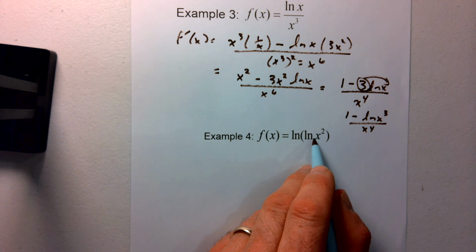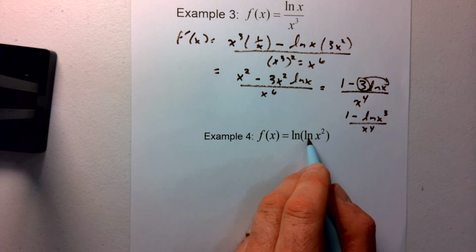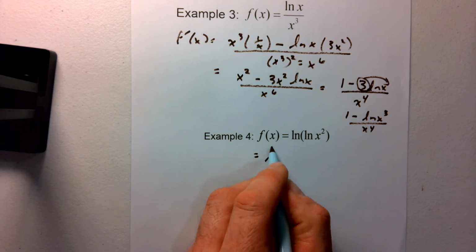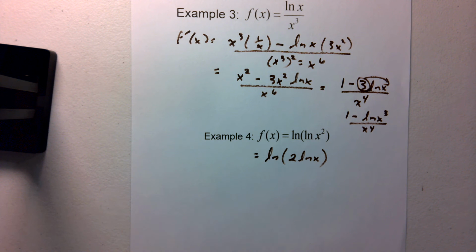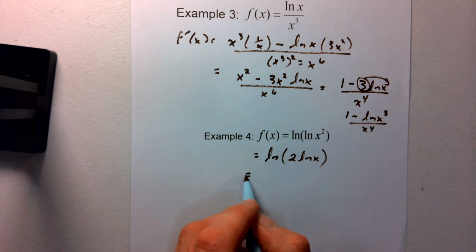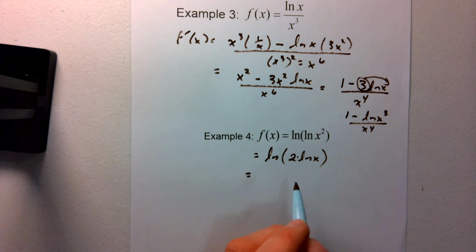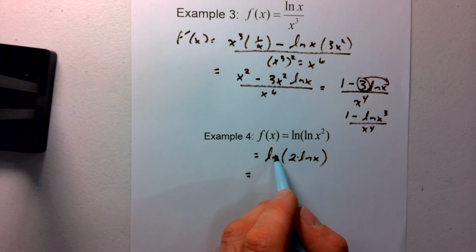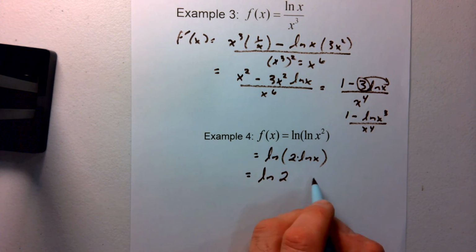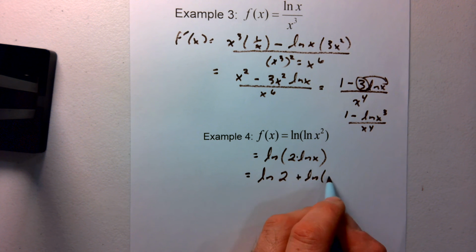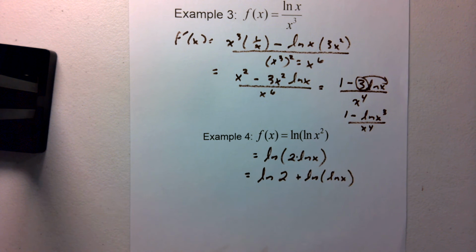So, well, what do we do with that? Well, the first thing I would do with this would be to change it to the natural log of 2 natural log of x. That kind of makes sense, doesn't it? And then from there, this is 2 times the natural log of x. So I would actually go ahead and break this up using my natural log rules. So I have the natural log of 2 plus the natural log of the natural log of x.